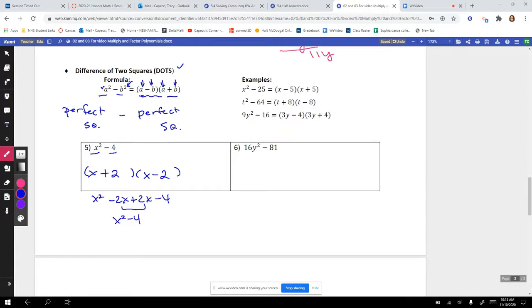All right, let's look at the next one. 16y squared minus 81. Again, no greatest common factor. 16 is a perfect square, so is y squared, and so is 81. Square root of 16y squared is 4y. And my plus and minus. Square root of 81 is 9. So it's 9 and 9. And that's it. And again, you can check that using FOIL if you'd like.